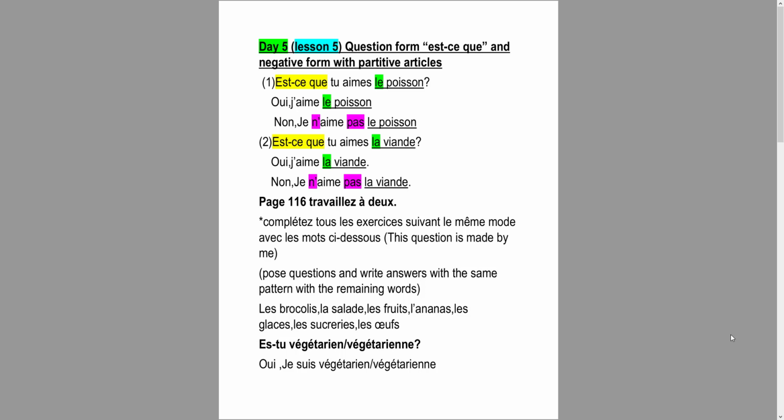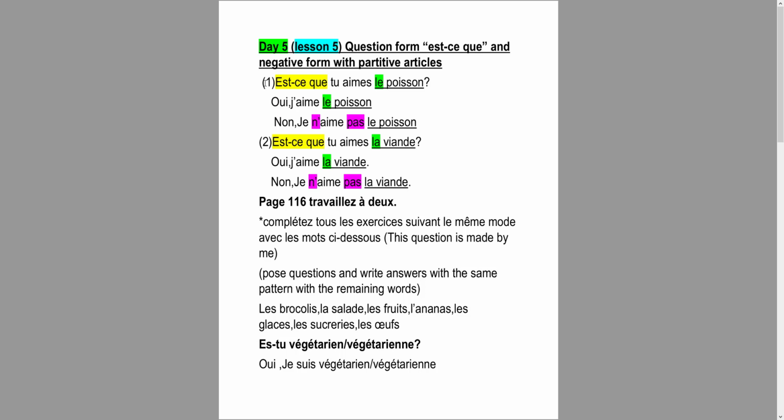Right, now today, primary 5, third term, online lesson, lesson 5, resource, Chocolate Total book. Today we are going to consider the question form Est-ce. You can see this question form Est-ce and negative form with partitive articles. Question form is a very huge lesson, but today we are going to consider question form with Est-ce, and after that negative form with partitive articles. Let's get started.